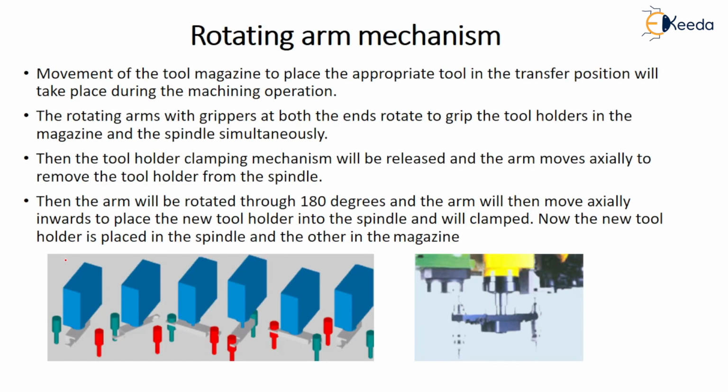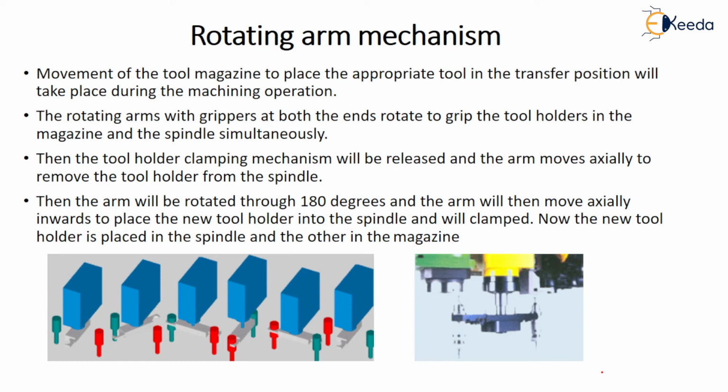Then the rotating arm mechanism is a very important and the best mechanism. Every time they will discuss how the mechanism actually works. The movement of the tool magazine to place the appropriate tool in the transfer position will take place during the machining operation. And the rotating arms with grippers at both ends grip the tool holders in the magazine and spindle simultaneously.